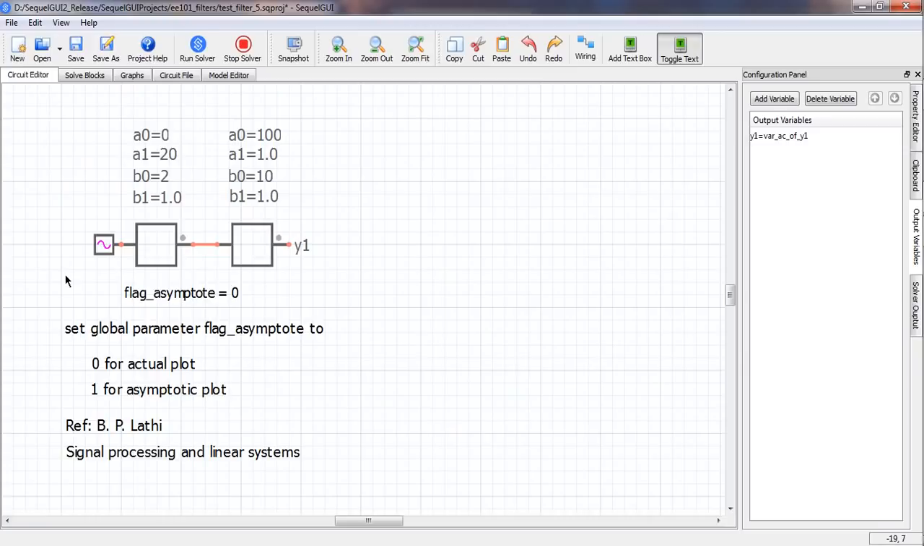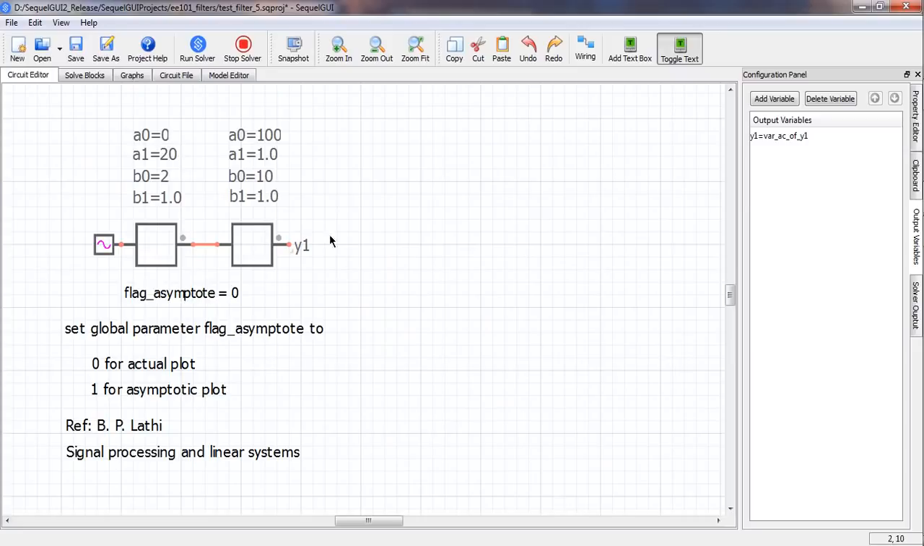Let us now look at a simulation example of computing the transfer function. This element is called filter Z1 P1. That means it has 1 zero and 1 pole, and this block is also the same, filter Z1 P1. And the net transfer function from the source to the output is the product of this transfer function and this transfer function. So that is 2 zeros and 2 poles altogether.